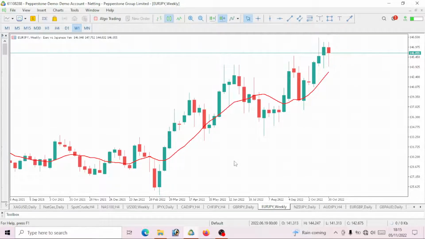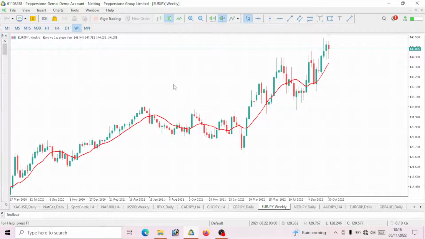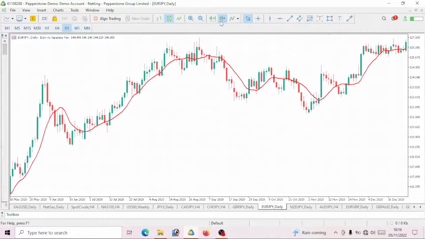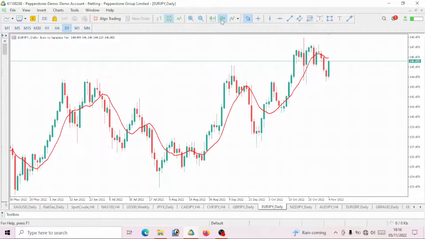And you can see it again, it is still above our moving average, right? As long as it is still above our moving average, then we have to look for a way to go long. That should now take us to the daily time frame on EUR/JPY. So we would start this movement from here.